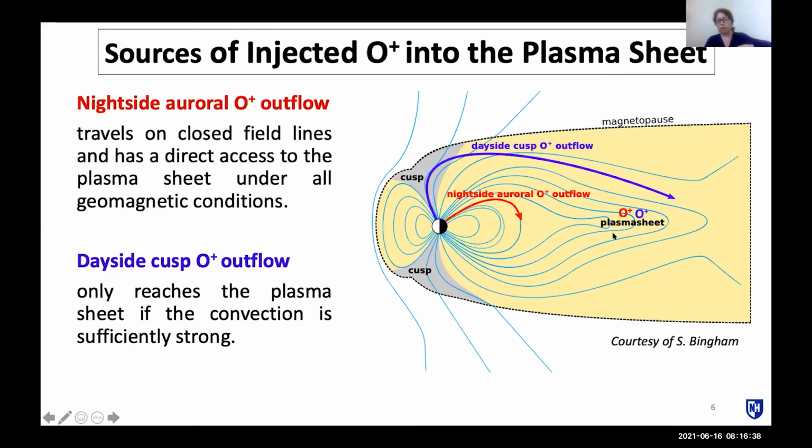Here I showed that oxygen ions in the plasma sheet come from two sources in the ionosphere. They can come from the night side region of aurora if oxygen ions travel along the magnetic field lines. Also, oxygen ions can come from the day side cusp when convection is sufficiently strong.